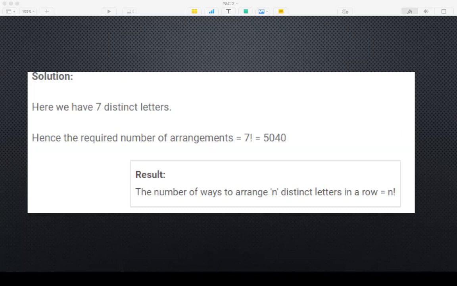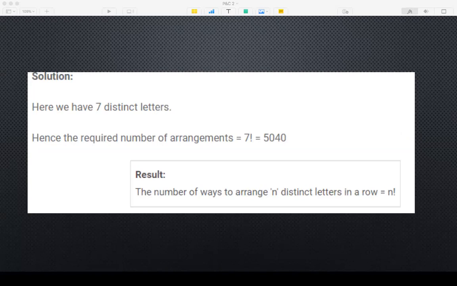There is no repetition. So that is why the required number of arrangements will be simply 7 factorial, which is nothing but 5040. And the only simple concept which you had to use over here was that the number of ways to arrange n distinct letters in a row is equal to n factorial. This was the simple concept which was used in this question.